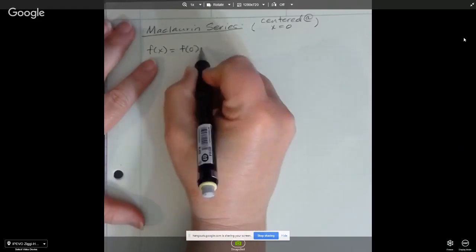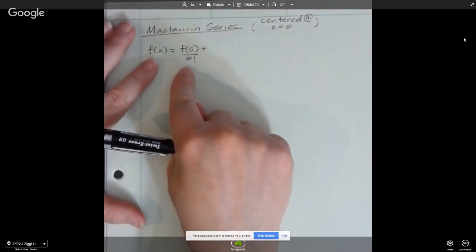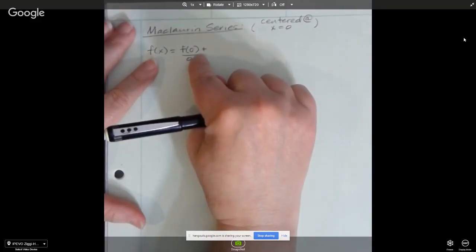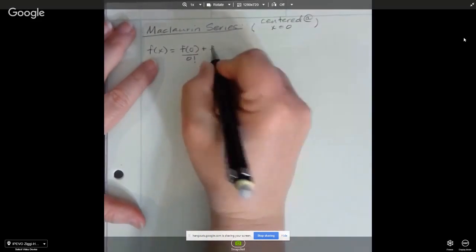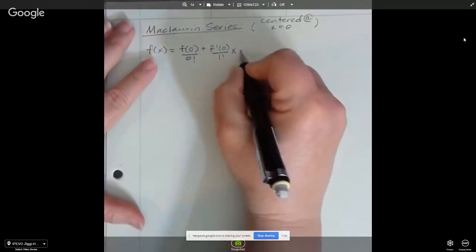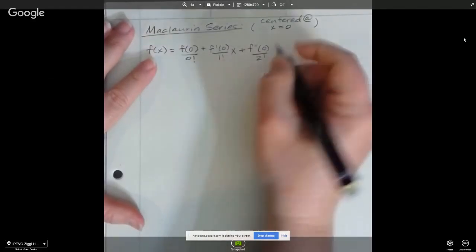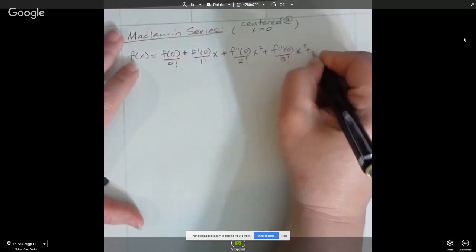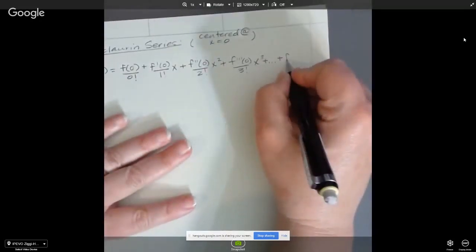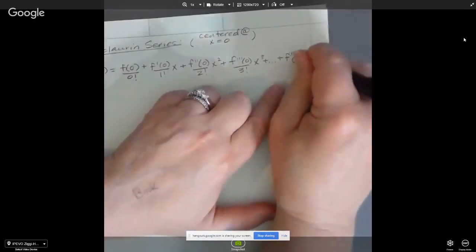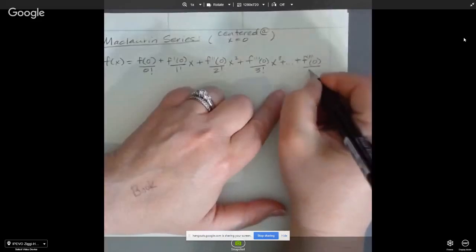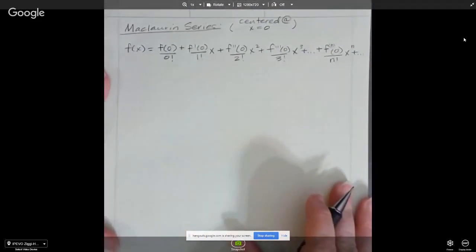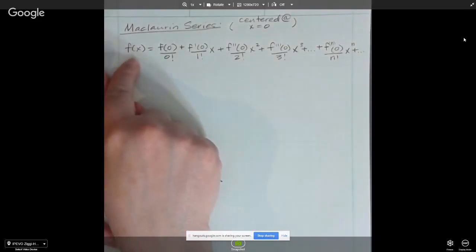f of 0 plus, and this is really over 0 factorial. And remember, I said 0 factorial by definition was 1. And this is really times x to the 0 here, and x to the 0 is 1. And then f prime of 0 over 1 factorial times x plus f double prime of 0 over 2 factorial times x squared plus f triple prime of 0 over 3 factorial x cubed plus dot dot dot plus, and then of course you can do the general, which would be the nth derivative evaluated at 0, over n factorial times x to the n, plus dot dot dot. Okay, so that's how you would create one from scratch if you knew what the original function was that you were trying to find a power series for.